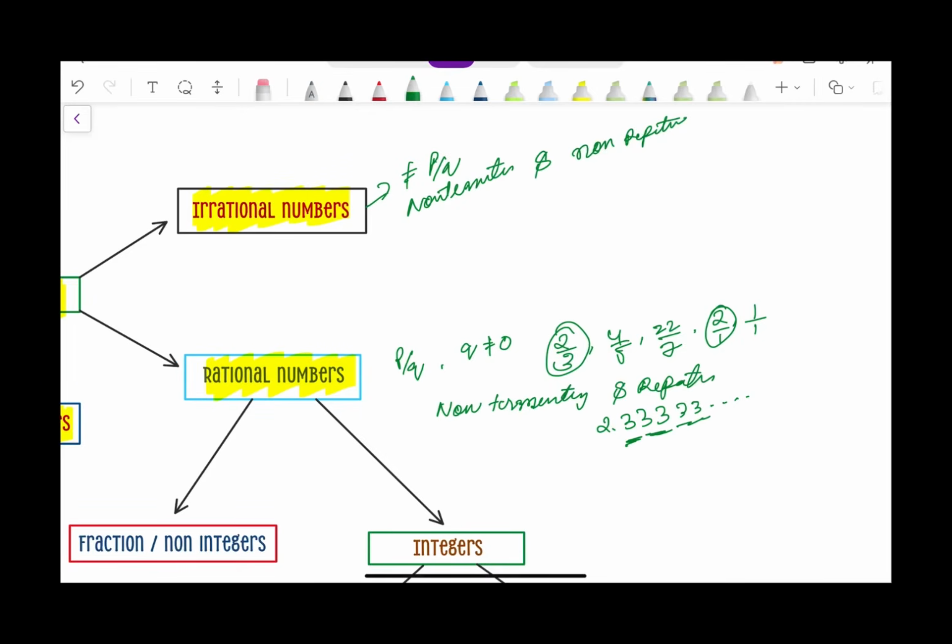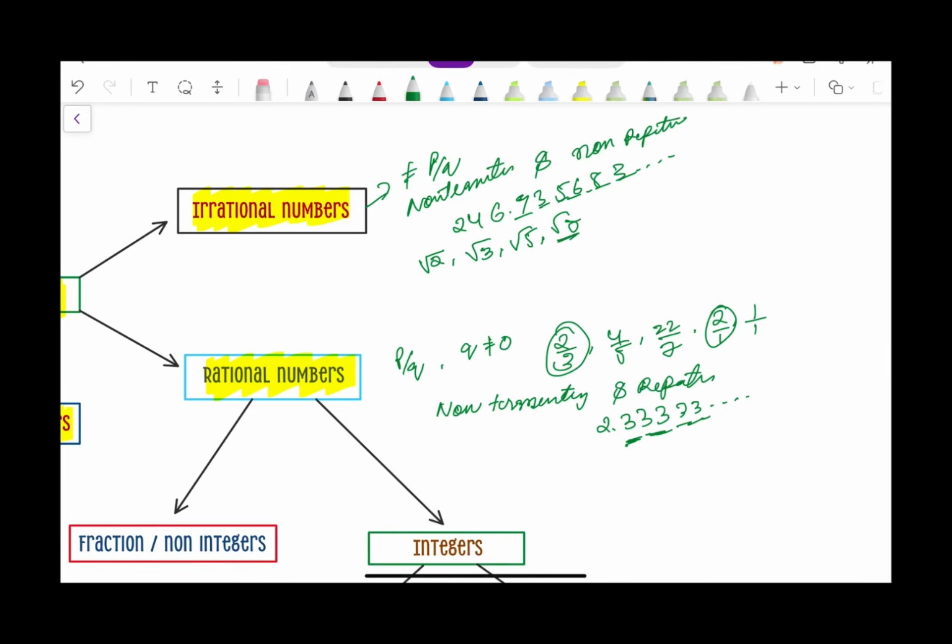If you have a number like 246.93568 and so on, and you see that none of the numbers is repeating, we call that non-terminating and non-repeating. And again, irrational number can also be defined as any number which cannot be taken out of the root, like root of 5, root of 7. So any number which cannot be taken out of the root, we call it irrational number.